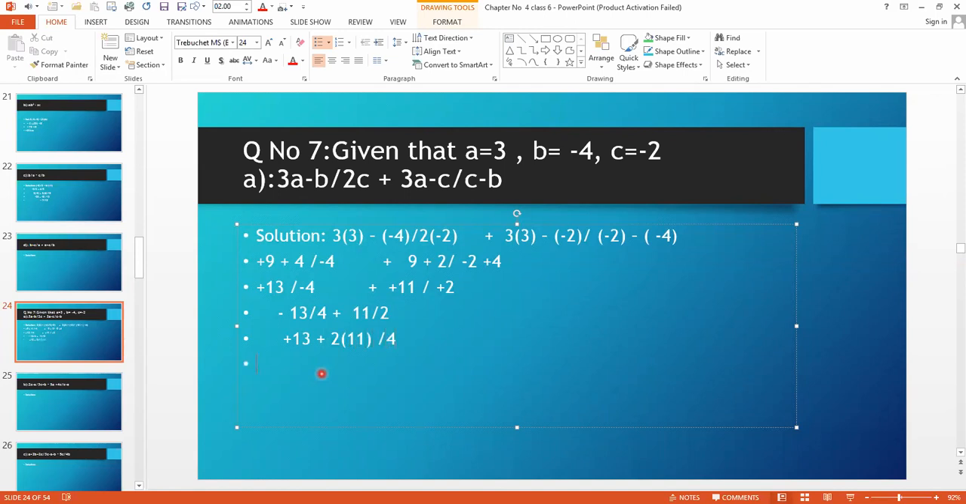Okay. The next step, I have to write the answer, plus 13. So, plus 11 twos are 22. It is divided by 4. Next, 13 plus 22. I have to add these two values. 13 plus 22, it is equal to 35. Am I right? Add it, please. 35 and divided by 4.